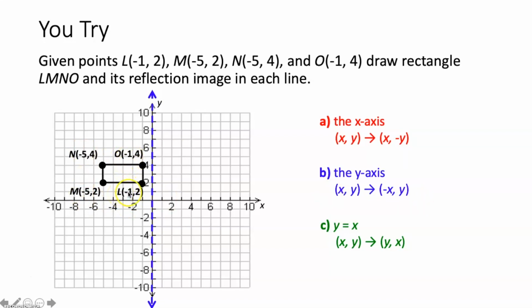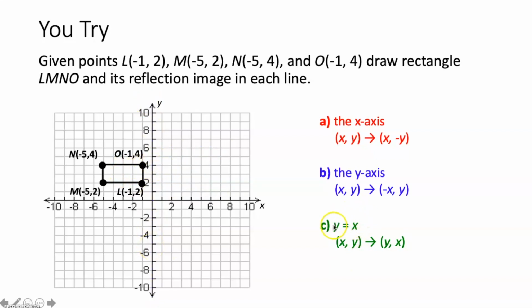So instead of L being at -1, 2, L prime, after we reflect it over the y-axis, is going to be at +1, 2. Instead of M being at -5, 2, M prime, after we reflect it over the y-axis, is going to be at +5, 2. And then N, instead of being at -5, 4, is going to be at +5, 4. That's N prime. And then O, instead of being at -1, 4, O prime is going to be at 1, 4. We then draw that. There's our reflection of rectangle LMNO after it's been reflected over the y-axis.